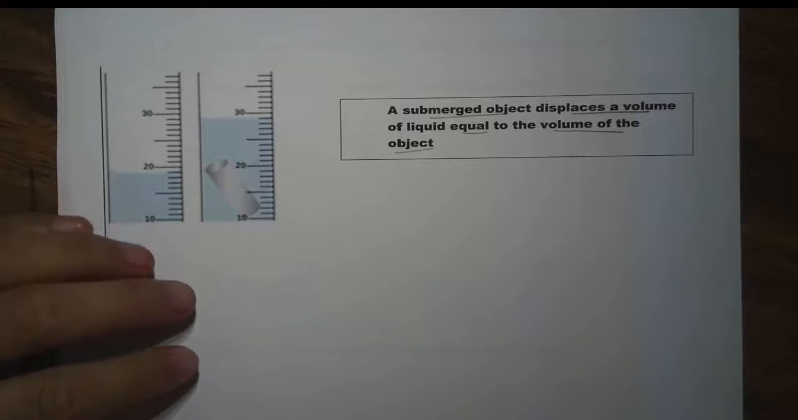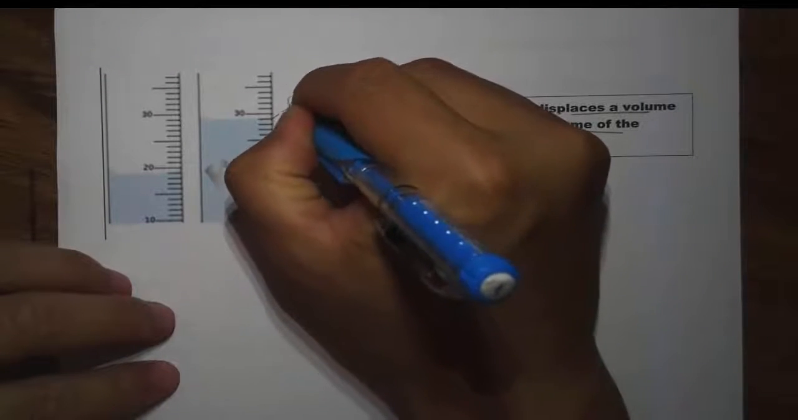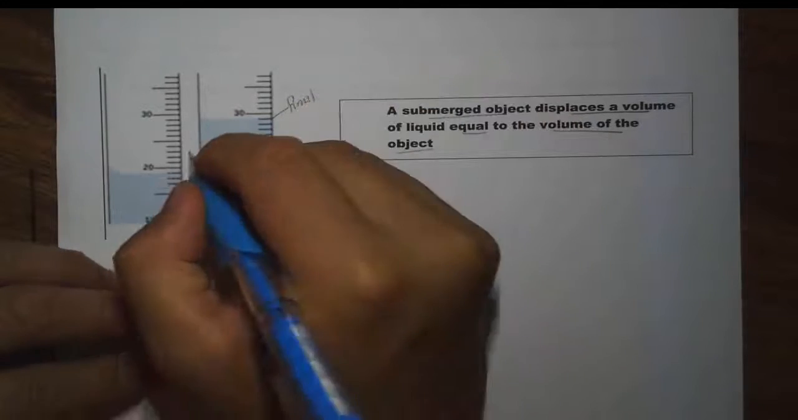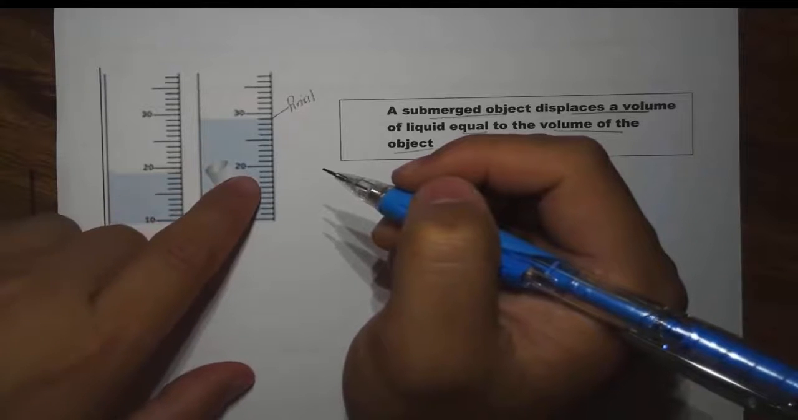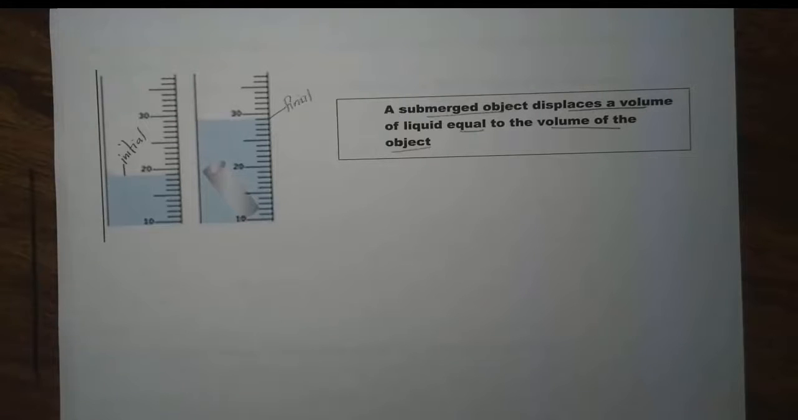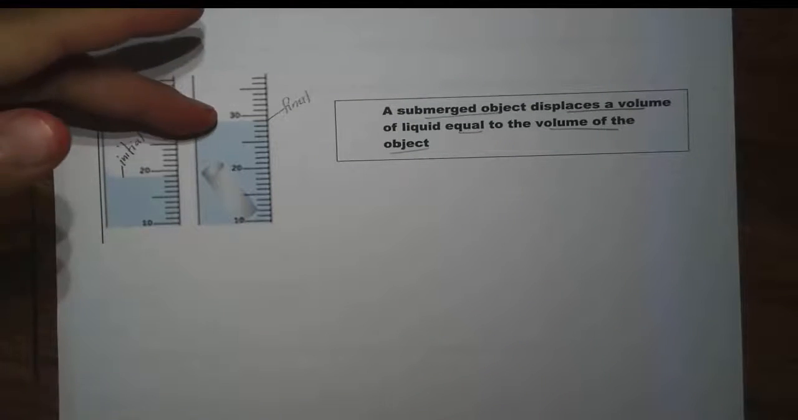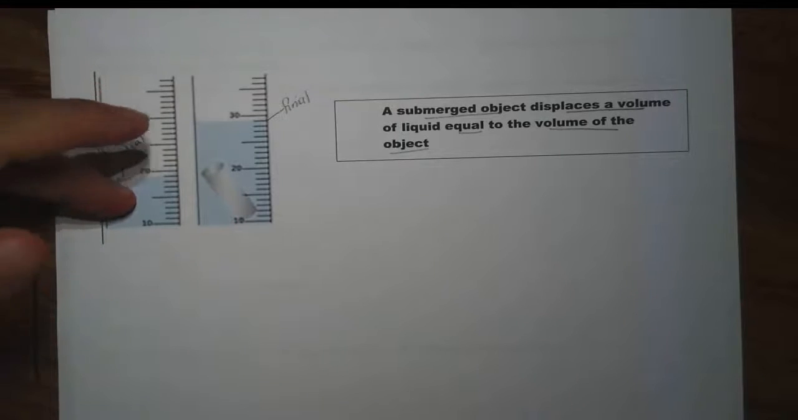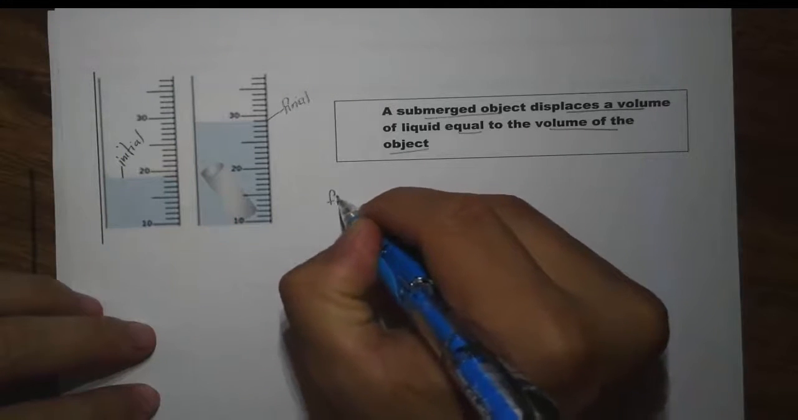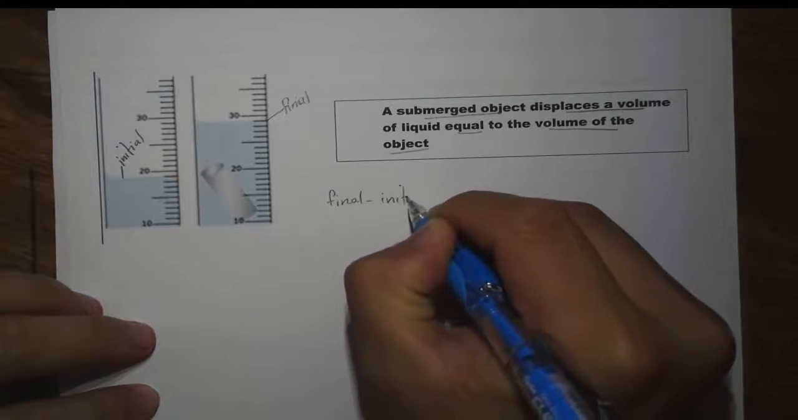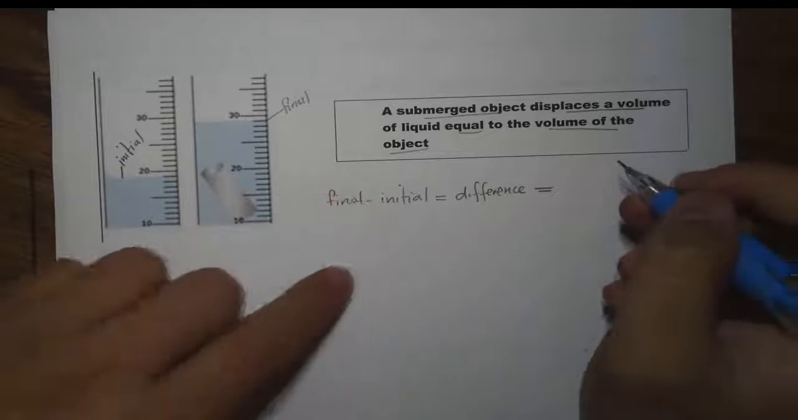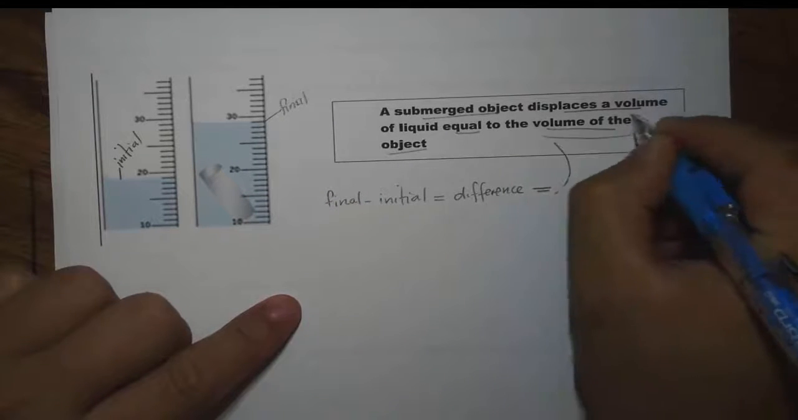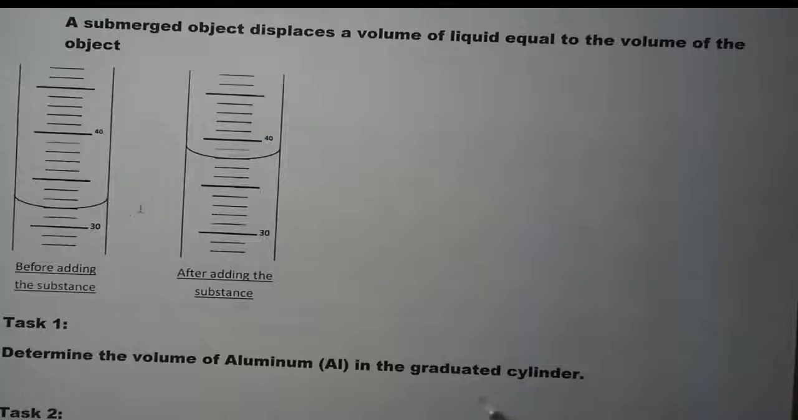And think of this in terms of math. Basically, this will be your final reading, which results from adding the object, and this will be your initial reading. Once we figure out the difference, which is a basic equation, we take the final minus initial, that will give us the change. So final minus initial gives us the difference, which is equal to the volume of the object. Right there. Let's do an example problem.